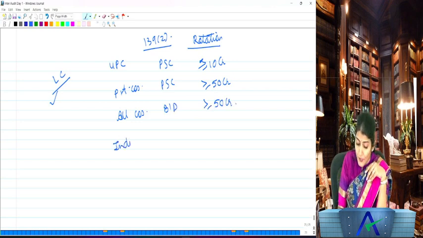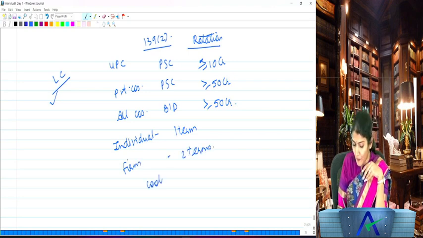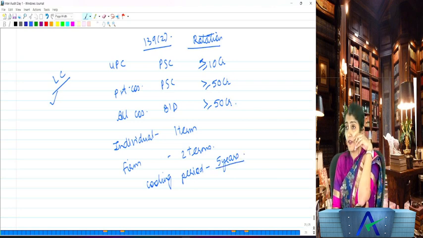cannot appoint an individual for more than one term of 5 consecutive years and cannot appoint a firm for more than 2 terms of 5 consecutive years. And after this 1 term or 2 terms, there is a common cooling period of 5 years. Even a common partner, even that firm has to follow the cooling period of 5 years.